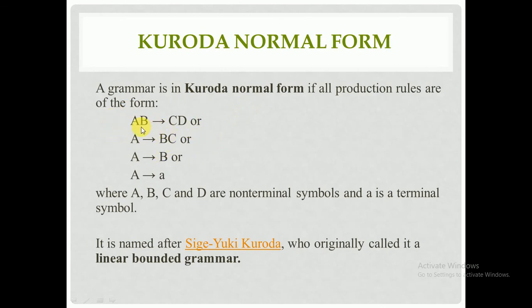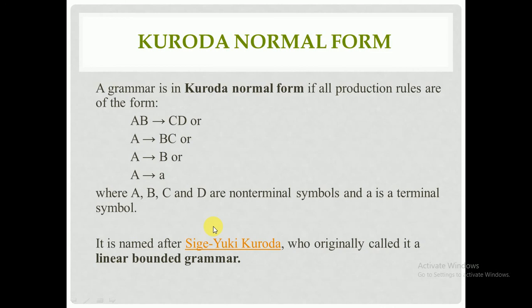That is, on the left hand side there will be at most 2 variables, or on the right hand side at most 2 variables, or 1 variable on the left hand side and 2 variables on the right hand side, or 1 variable on the left and 1 variable on the right, or 1 variable on the left hand side and only a single terminal on the right hand side. Here capital A, B, C, D are the non-terminals, or you can say variables, and small a is a terminal symbol. This form is named after Sige-Yuki Kuroda.